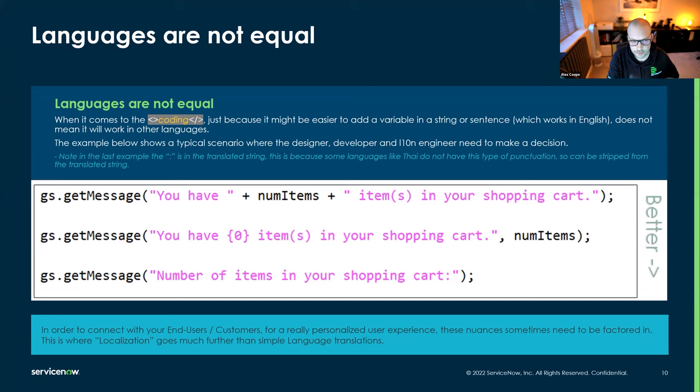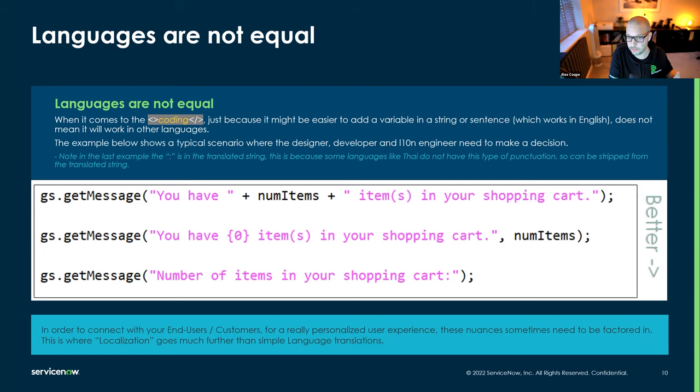The problem here is when it comes to translation, it's going to be very difficult, because if we remember from our previous slide, sentence structures are very different. In some languages, that number wouldn't be there in the sentence. So when the translation tool or person sees that, they're going to see you have, and then they're going to see another string that says items in your shopping cart, which is going to be very difficult to ensure that same meaning.